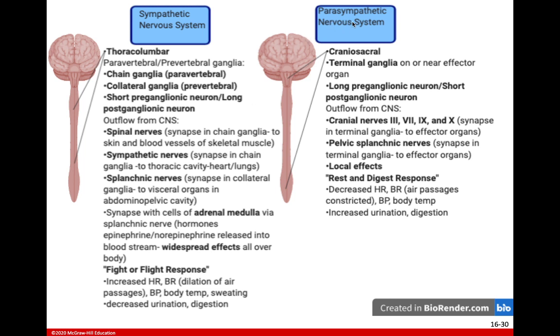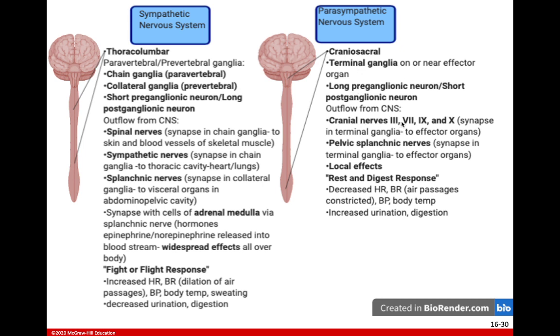Okay, and then with the parasympathetic, remember it is craniosacral. We involve terminal ganglia. This is where the pre and post ganglionic neurons are going to synapse. Again, remember these terminal ganglia are on or very near the effector organ, so this means the preganglionic neuron has to be very long to get from the spinal cord to that terminal ganglia, and then the postganglionic neuron is going to be very short because those terminal ganglia are so close to the effector organ.